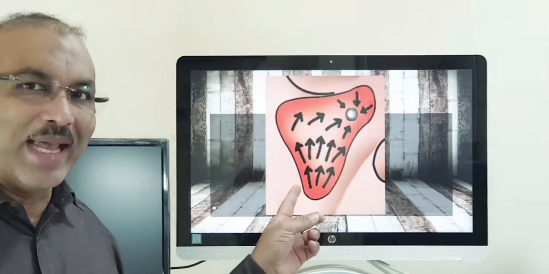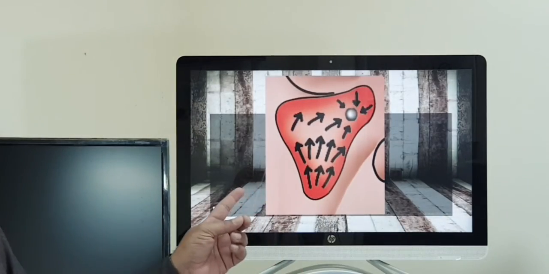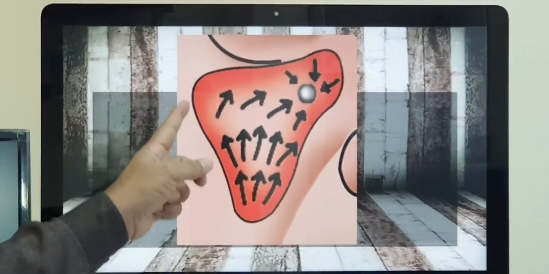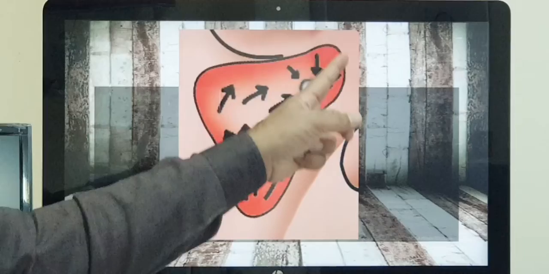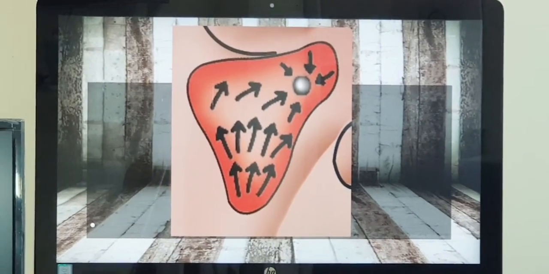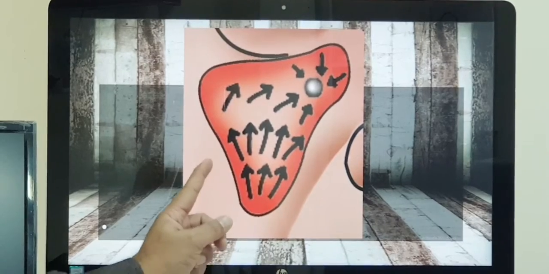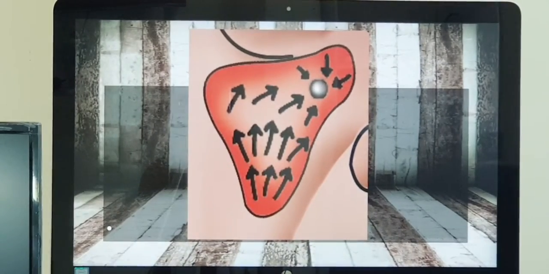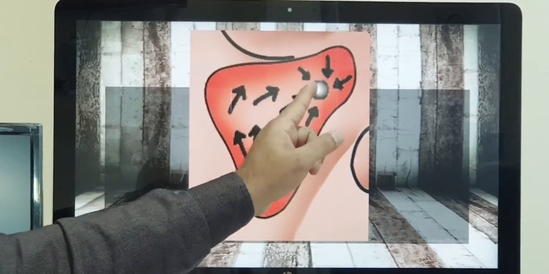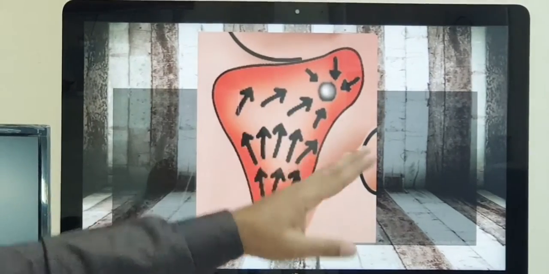If you see this maxillary sinus, in the mucous lining you have so many hair-like structures. These hair-like structures beat towards the normal opening of the maxillary sinus, and they transport all the mucus produced in this sinus into the nasal cavity.